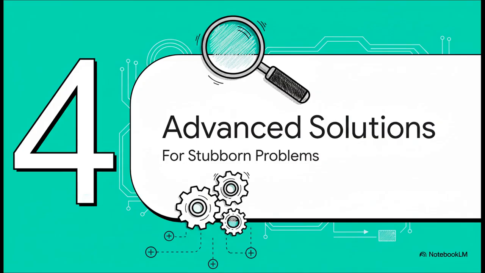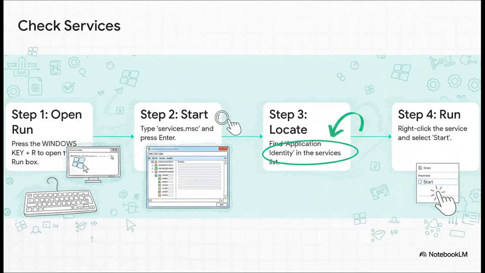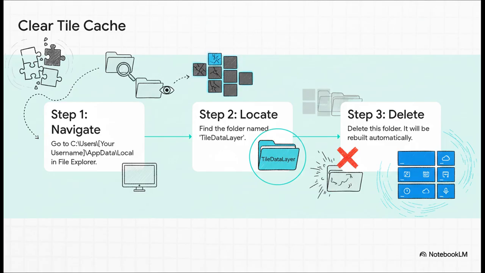These are designed to target some very specific, niche issues that those broader system scans might have missed. First up, let's check on a Windows service. Press the Windows key and the letter R to open up the Run dialog box. In it, type services.msc and hit Enter. You'll see this huge list of services. Scroll down until you find one called Application Identity. If you see that it's not running, just right-click on it and choose Start. Believe it or not, sometimes the Start menu depends on this service, and just flicking it on can solve the problem instantly.